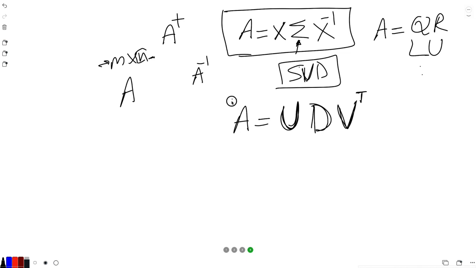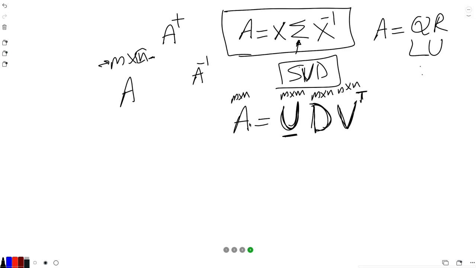Now A is M by N, the dimension. So U is M by M, D is M by N, and V transpose is N by N. So you can see that U is a square matrix with M by M, V transpose is a square matrix with N by N, and D is a non-square matrix with M by N. It can be a square matrix if A is a square matrix.